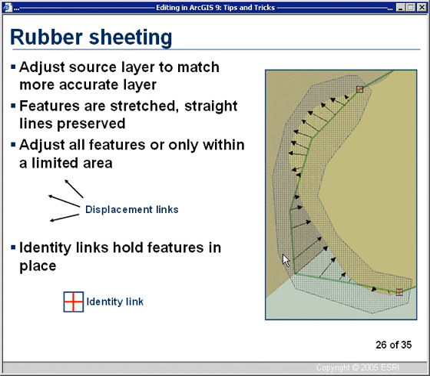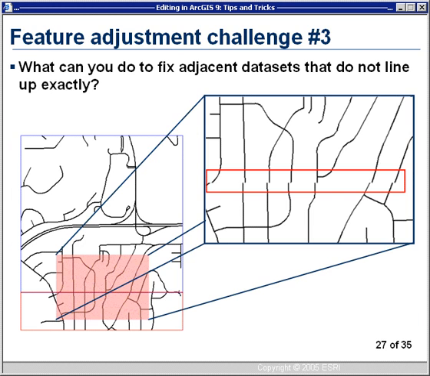I can further refine the area of adjustment by placing a polygon around the adjustment area that I would like to work with. Rubber sheeting is really fun since you add displacement links, you can use identity links, and you can also choose the method of rubber sheeting that should occur. It'll preserve features outside of the identity links and rubber sheet features within the identity or within the displacement area. I'm going to show you some of this in the demonstration as we get to that. But before we do, let's look at a third feature adjustment challenge.